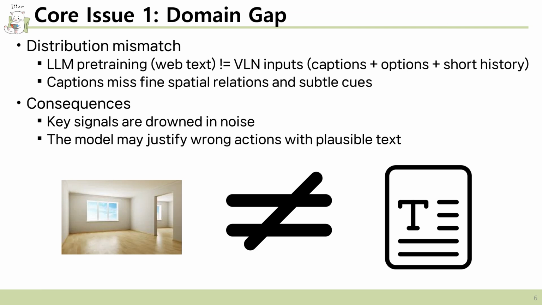So what happens? Key signals can be buried under noise. The model may focus on the wrong words, and it may still produce a confident explanation even when the action is wrong. This motivates a method that reduces noise and makes the decision process more guided.